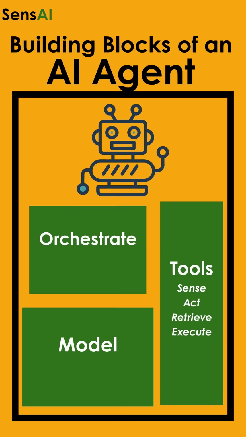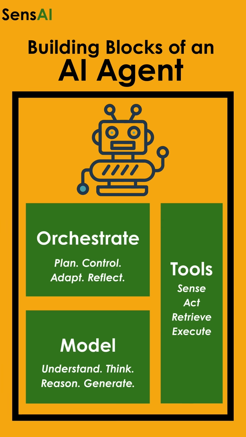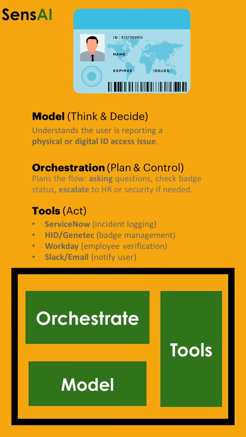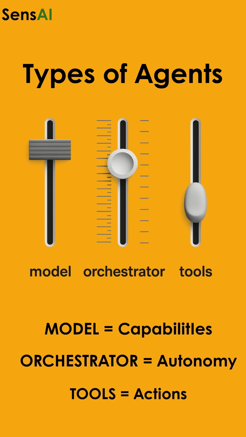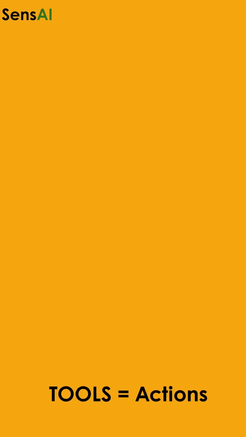So that's in brief about the building blocks of an AI agent. And with that simple understanding of orchestrator, model, and tools of an agent, if you apply that to a real-world scenario of you losing an ID card and complaining about it to your HR, this is how the sequence would look like. Now, depending on your context and need, you can design and fine-tune your model, the orchestrator, and the tools your AI agent would interact with. Your model dictates the capabilities, your orchestrator dictates the autonomy, and the tools translate to actions that your AI agent is capable of. That's a basic understanding of what an AI agent is.